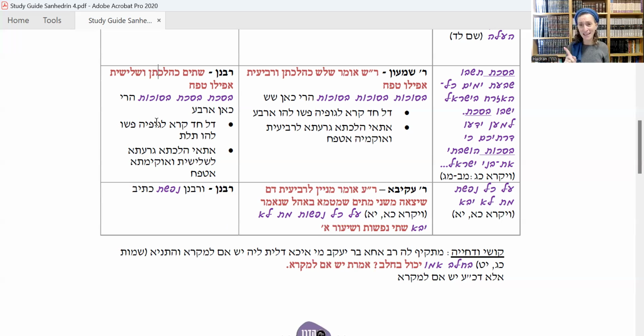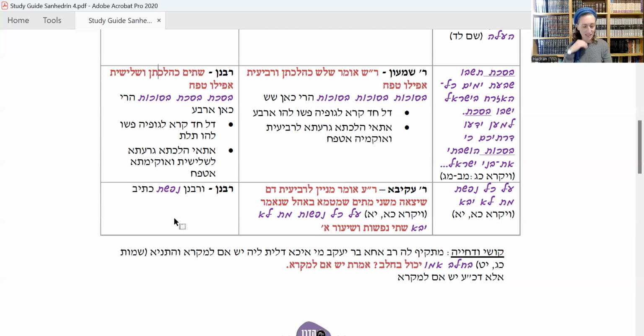But that's how it's read. Notice it's missing a vav. Rabbanan, nafshat ktiv. It says it without the vav. And therefore, it's singular, and therefore, revi'it dam would have to be only from one body. If it comes from two bodies, no.